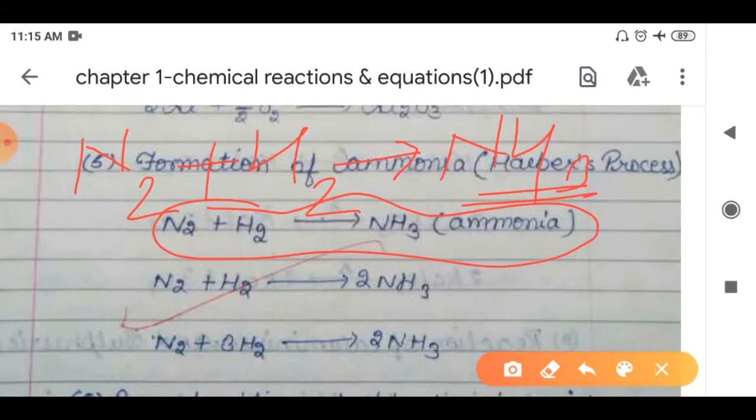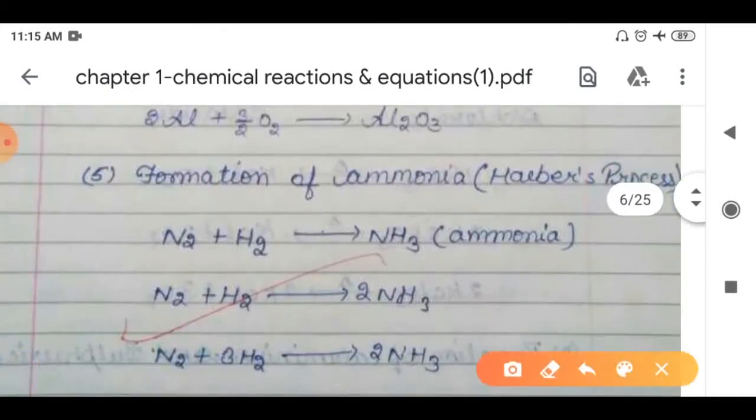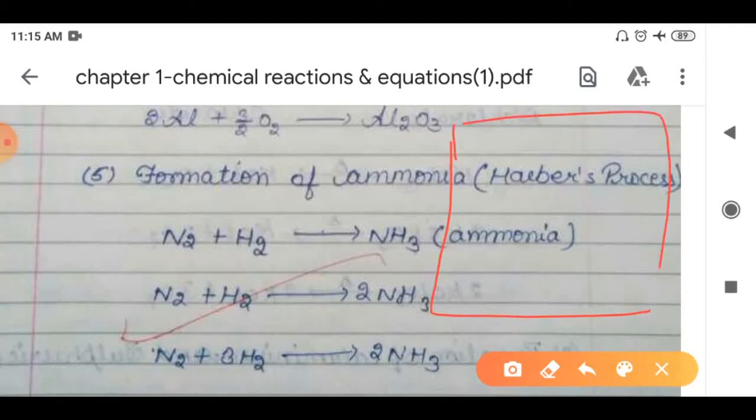So let me try to draw the table first here. I am drawing the table here. You can also try in your rough notebook, right? We have to draw 3 columns. In the first one we have to write the element, in the second one the reactant side, and the third one the product side. Is it clear? Okay, now see how many atoms are present in the reactant side and the product side.